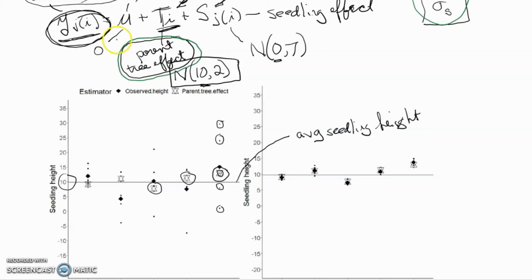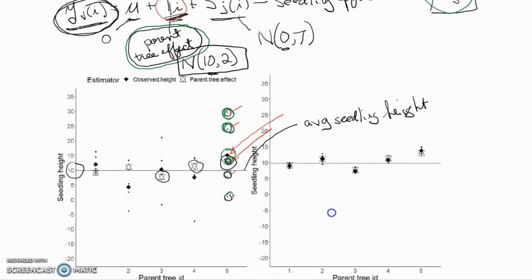They were obtained by adding the intercept of 0 to the parent tree effect plus the seedling effect. And these diamonds, what are these diamonds? These diamonds are arrived at by adding together and obtaining the sum of those 5 individual seedling heights. So for any given parent tree, this is the true value of Ti. Well, we wouldn't observe that directly. What we would observe is this value here, the average of its 5 seedlings.